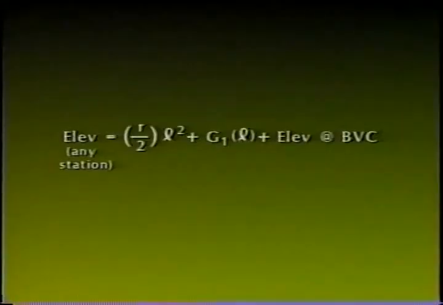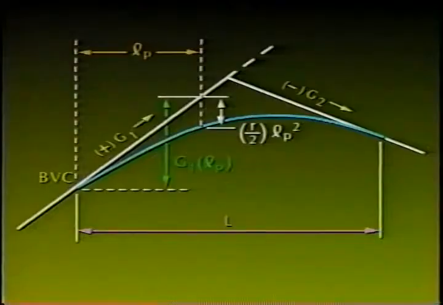Since the rate of change for a symmetrical vertical curve is a constant, the following equation can be derived. The equation states the elevation of any given station is equal to 1/2 the rate of change times the distance to the given station from the BVC squared, plus G1 times the distance to the station, plus the elevation at the BVC. This next graphic shows where the elements of the equation come from.